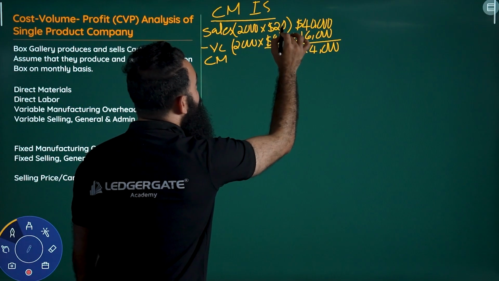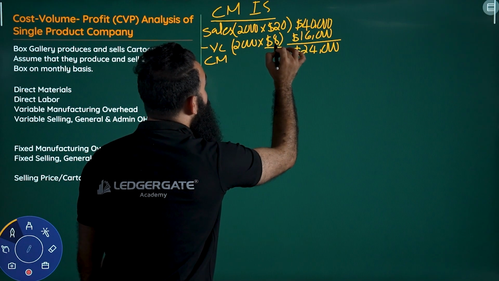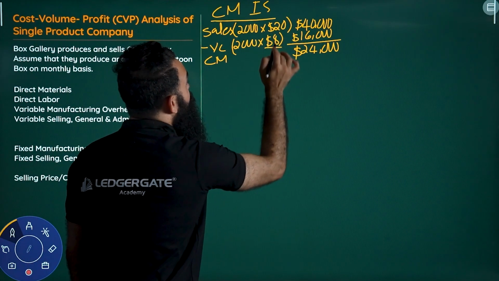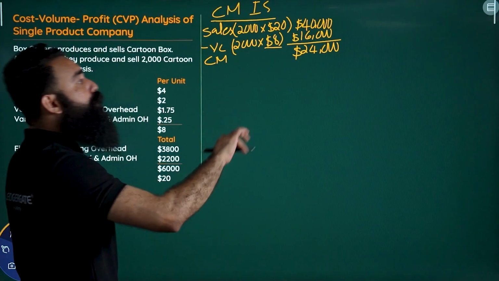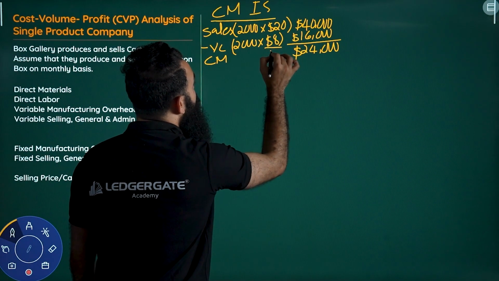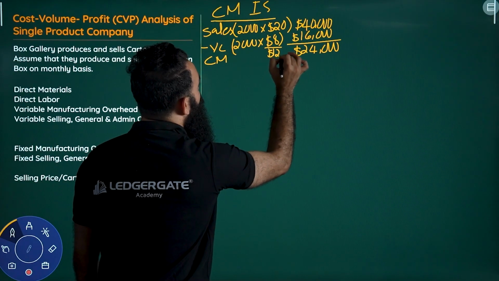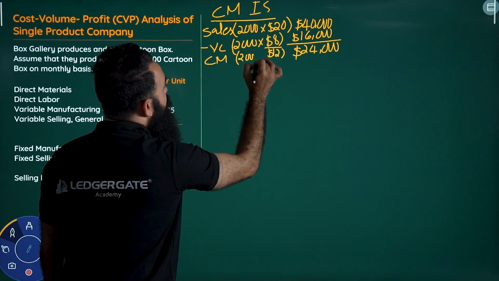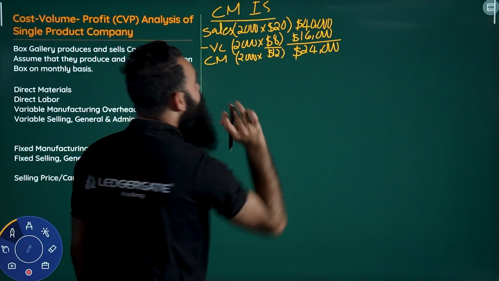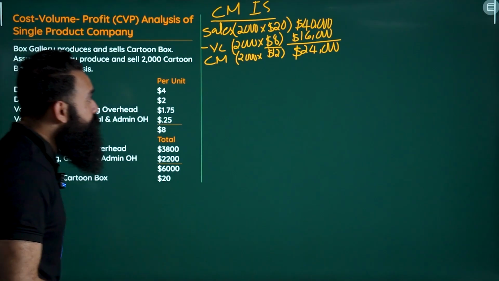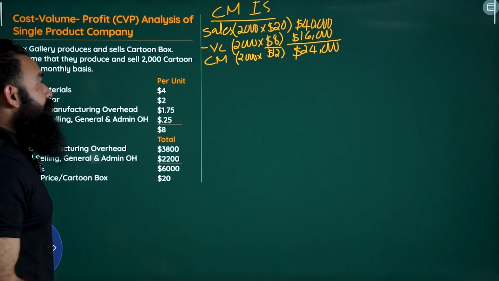If you deduct the variable cost per unit from the selling price per unit, that will be contribution margin per unit, or we say unit contribution margin. That would be 20 minus 8, which is $12. If you multiply 2,000 with $12, we also get $24,000. In this manner also you can calculate contribution margin.